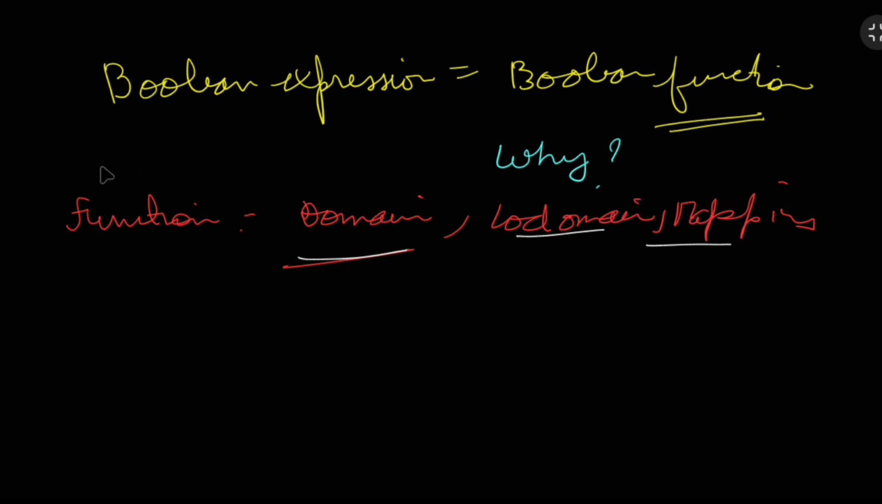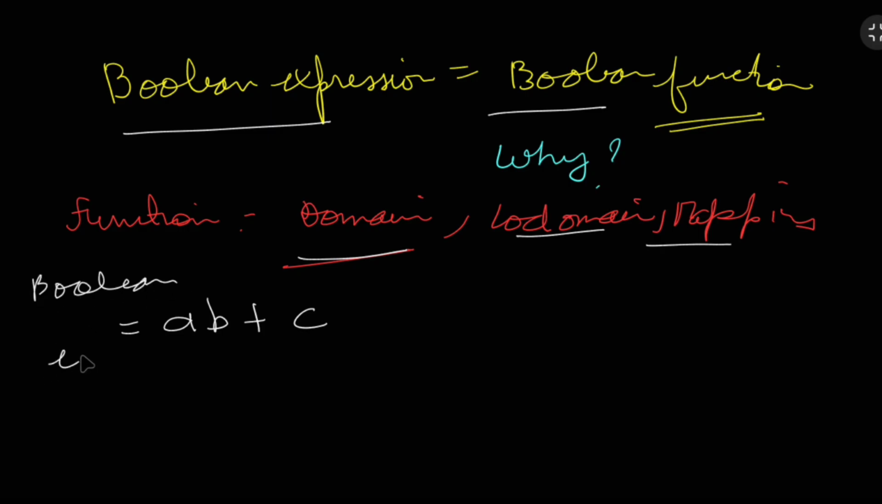But if I say that Boolean expression is a function, let me give you a Boolean expression. लेते हैं ये Boolean expression a b plus c. तो हम कैसे कह सकते हैं कि ये Boolean expression जो है ये एक फंक्शन है. यहाँ पे डोमेन क्या है?